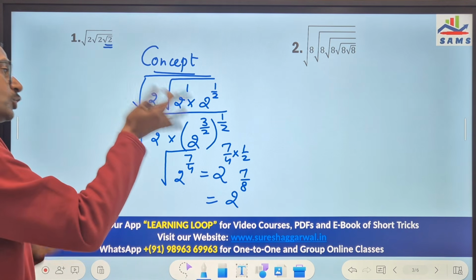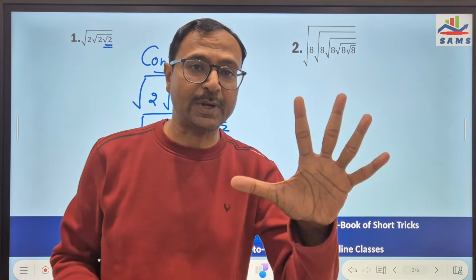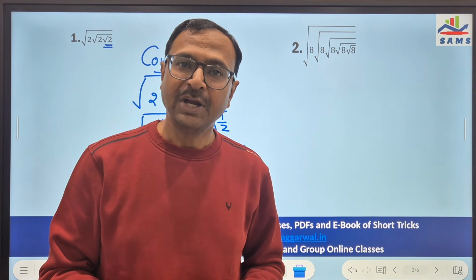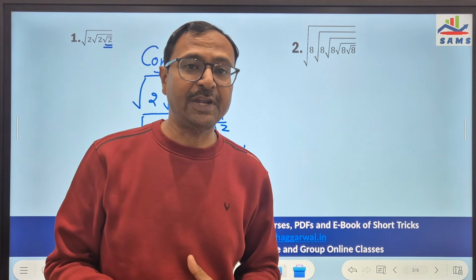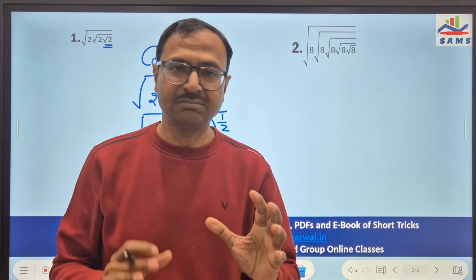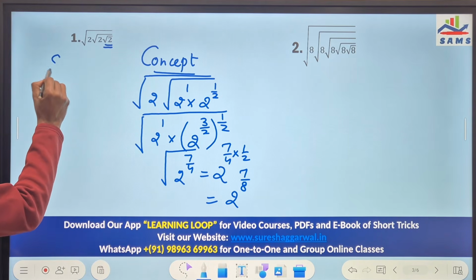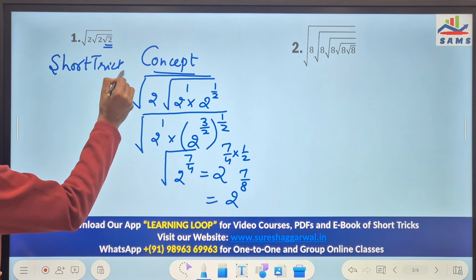Now if there are more square roots, then the situation gets more complicated. Like here you have 5 square roots. So how far will you go? It is always tough to do stepwise, especially in competitive exams where you have very little time. So let's see the short trick for solving this question.